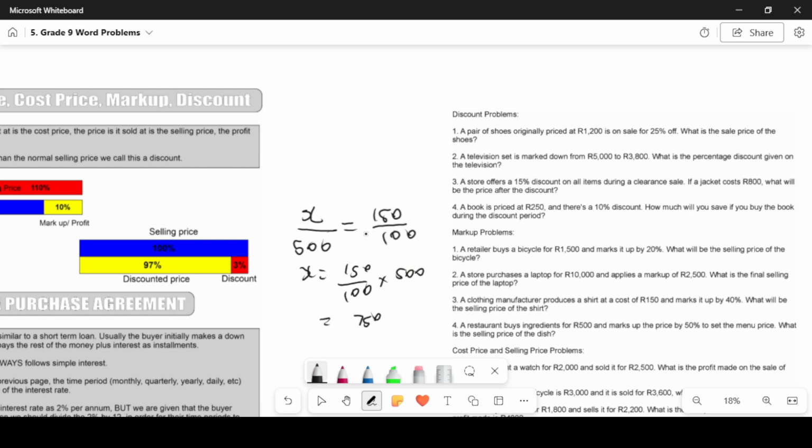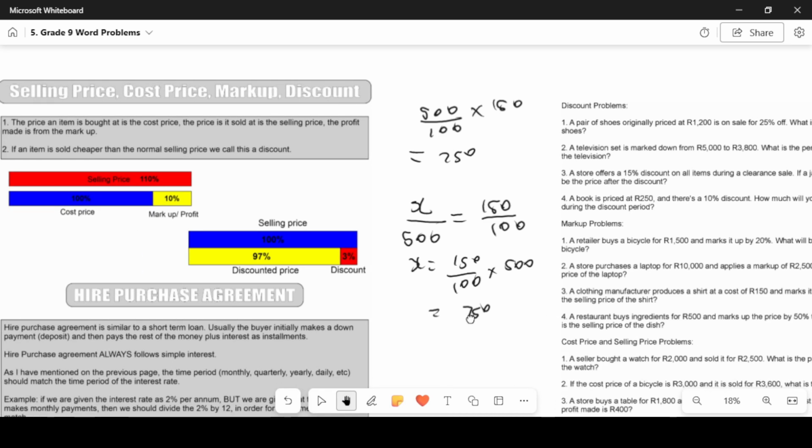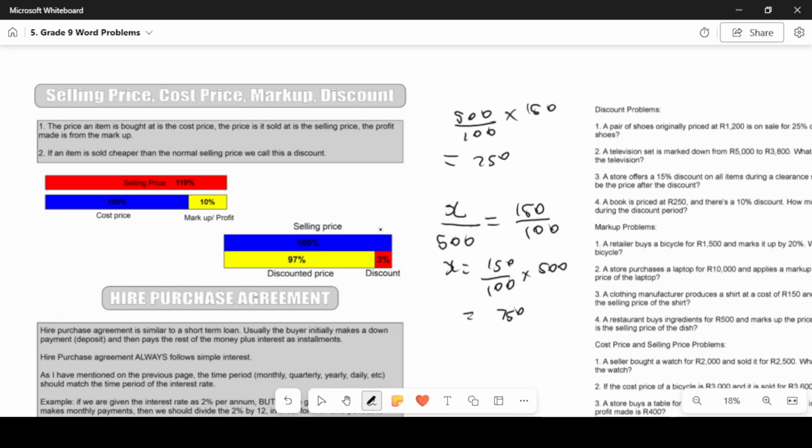Alternatively, what you could say is take this 500, divide it into 100 parts, so you get a single unit, and multiply by 150, so you get the selling price, and therefore you should get the same answer of 750. Same ideas, different way, right? So that's how you would solve markup problems. Again, solving markup problems, keep this diagram in your mind. If you're given the markup, let's do this question here.